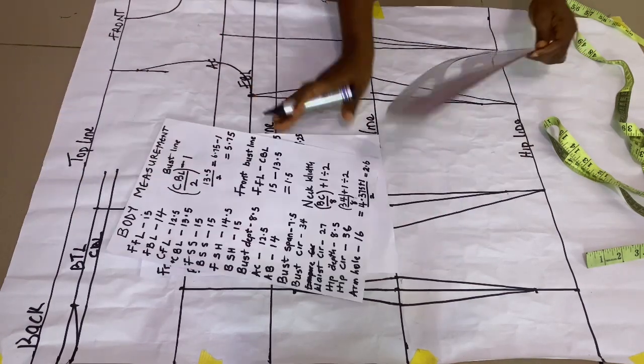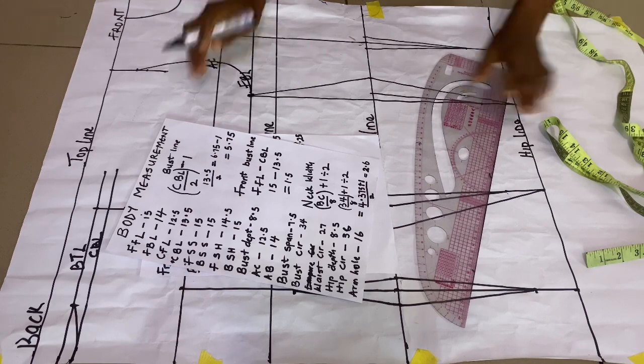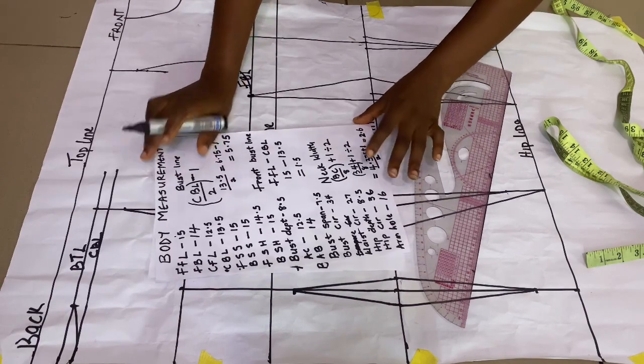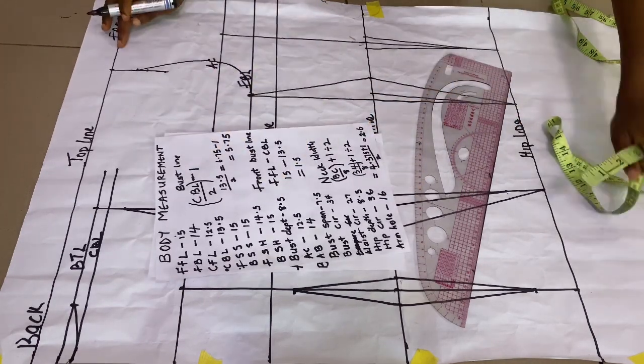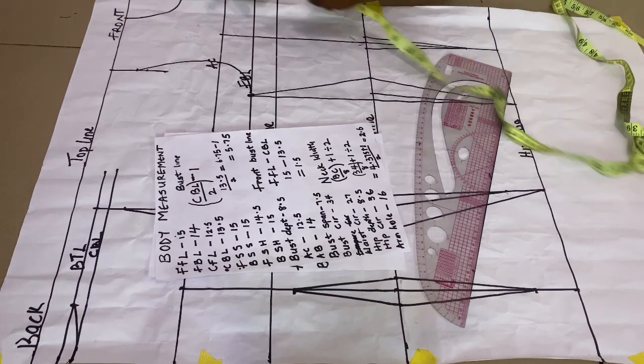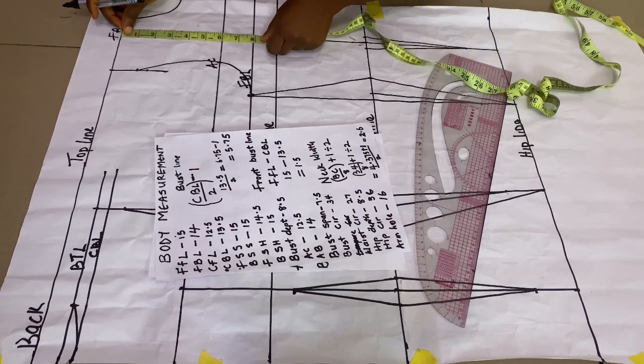So while for the front, I'll mark my bust depth, and the bust depth is 8.5. I'll mark it from this shoulder line. I'll mark 8.5.